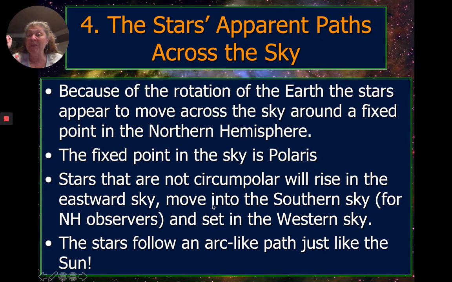Stars' apparent paths across the sky. We hit this too during mapping. This is a phenomenon of Earth's rotation. Because of the rotation of Earth, the stars appear to move in circular patterns across the sky. The one star that doesn't appear to move is Polaris, and that's because it's directly above our axis of rotation, okay.